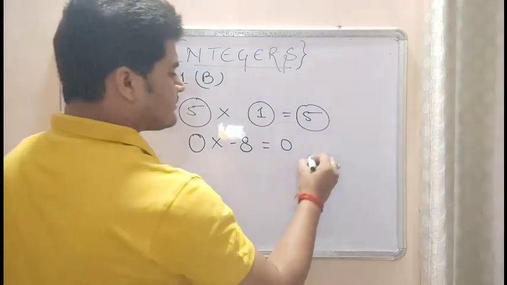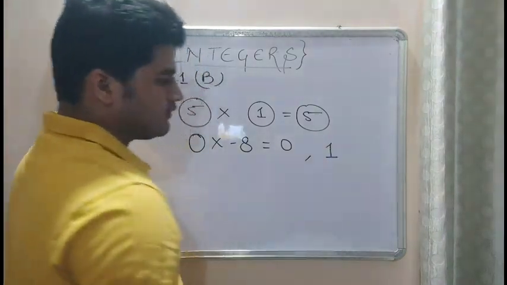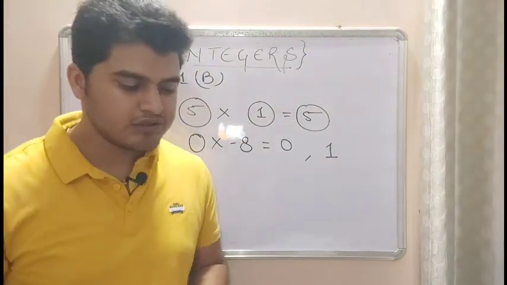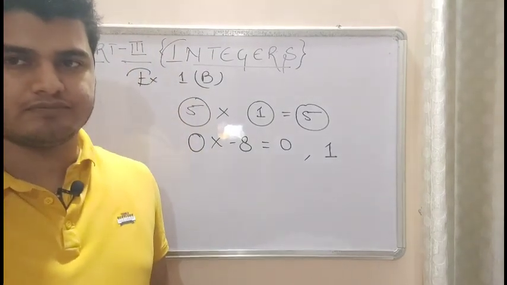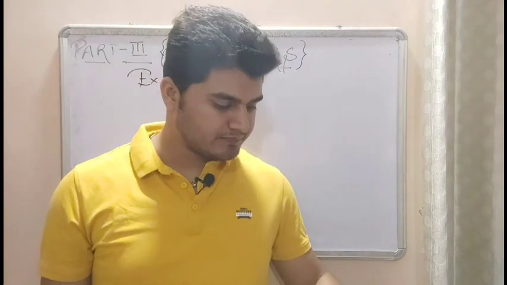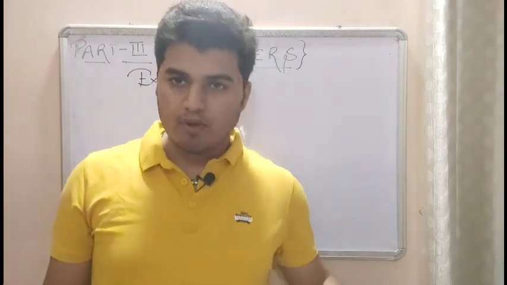So the successor of this number is going to be 1, not 1 into minus 8. So this is going to be false. So this was question number 4. Then there is question number 5.